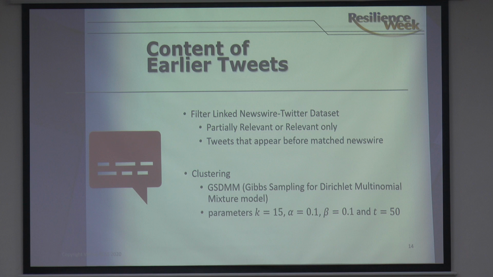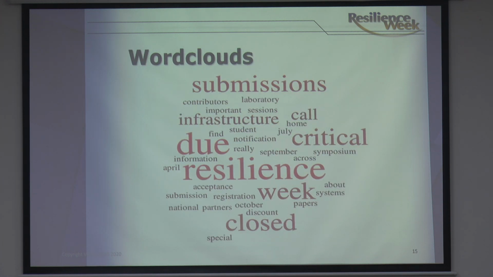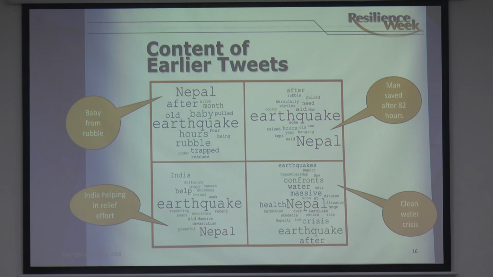Now, what kind of content do we have? The way we are going to look at the content is we are going to construct word clouds of the tweet clusters and take the corresponding relevant news articles and then take the difference of the word clouds and see what is unique in the tweet cloud, what is unique in the Newswire cloud, and so on. Here are some of the clusters that we got for the earlier tweets.